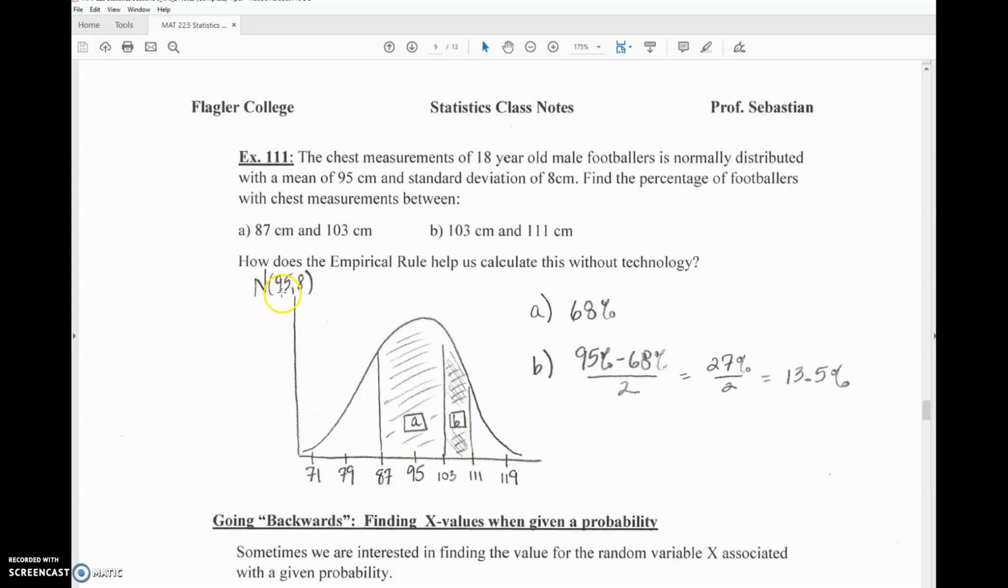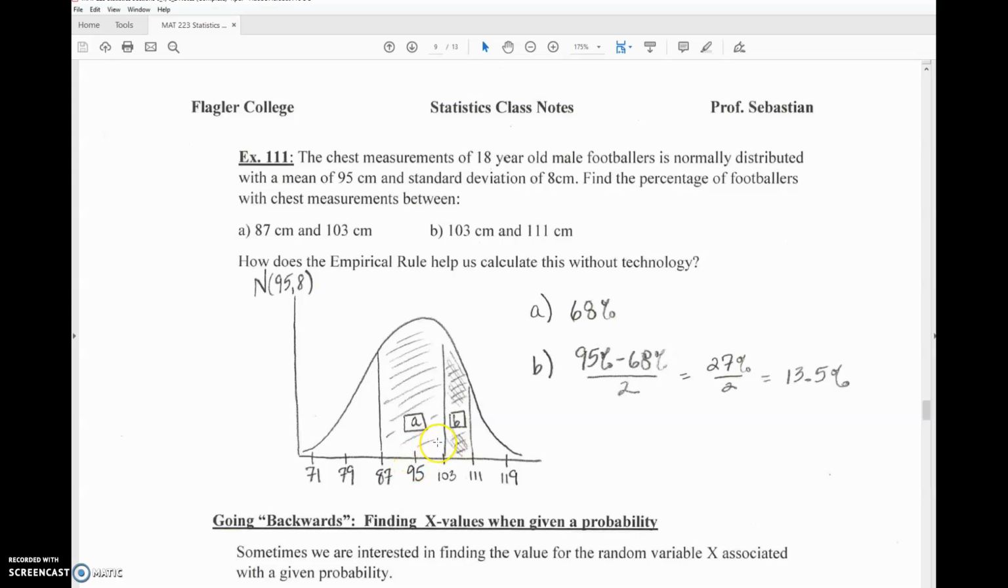So remember, we always draw a picture first. We want to draw a picture of a normal distribution with a mean of 95 and a standard deviation of 8. That's our normal distribution notation, N of 95 comma 8, which has a mean of 95 and a standard deviation of 8. So you just draw your bell curve best you can. In the middle you have 95.